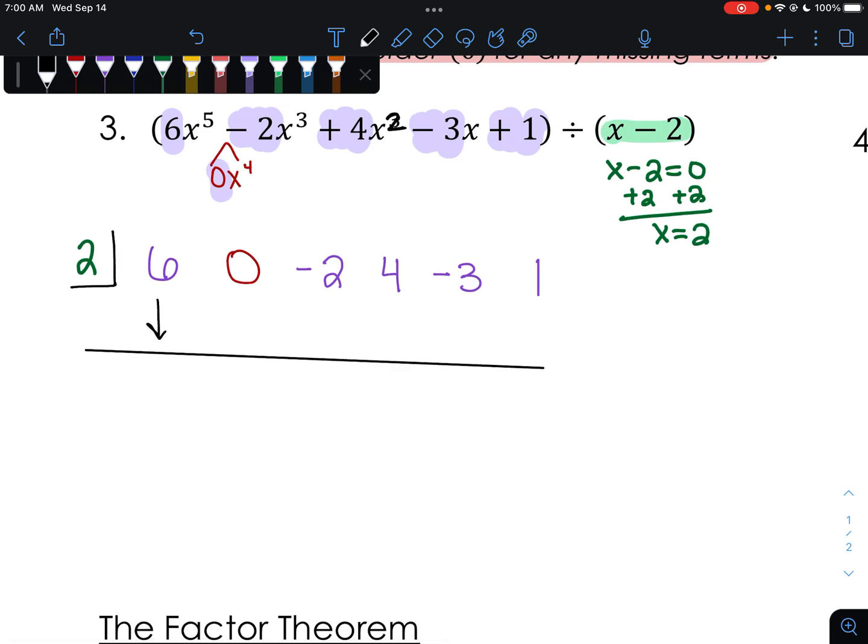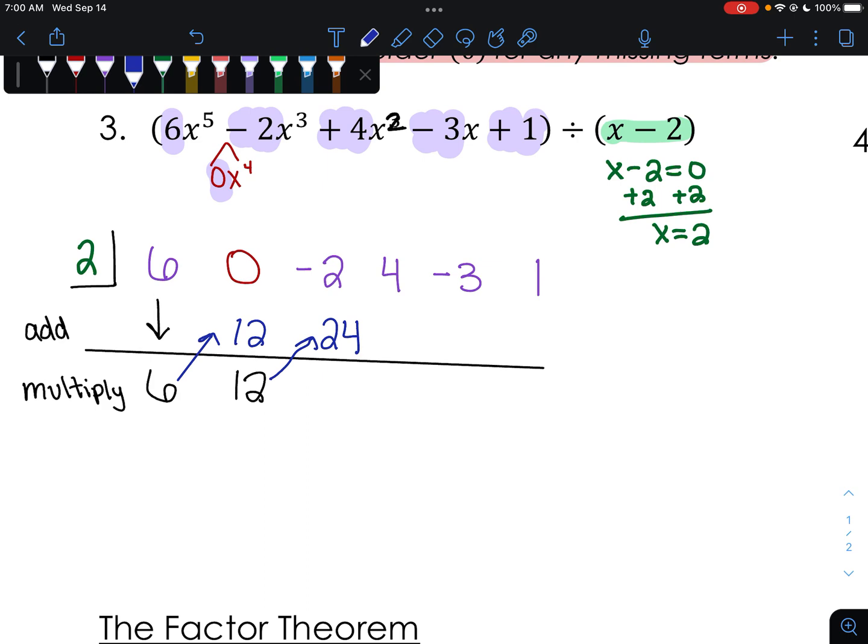I am going to drop down my first term. If it's below the line, I am going to multiply. If it's above the line, I am going to add down. So here we go. 2 times 6, that answer goes over here. That is 12. And now I can add down. 0 plus 12 is 12. It's below the line, I can multiply. 2 times 12, that answer goes here.